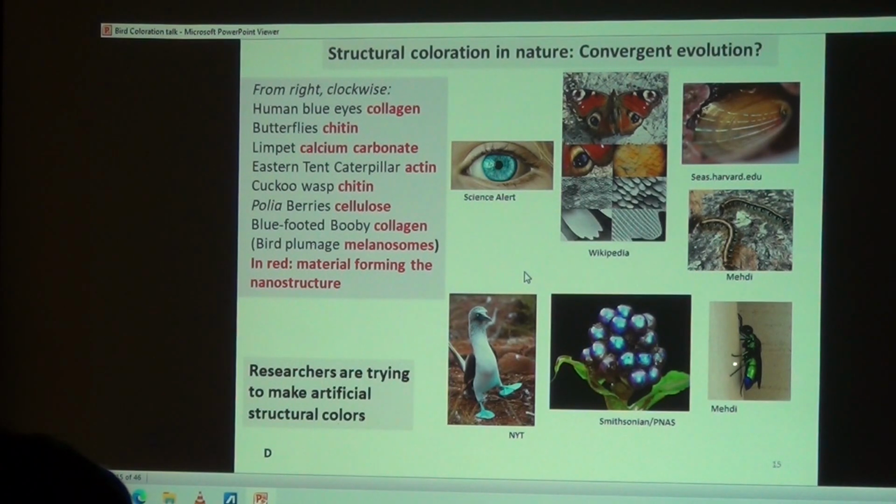Here's a cuckoo wasp on my front porch. These berries are found in Africa, and they're supposed to be, when you look at them, a very deep blue. And in this case, it's cellulose that's making the nanostructures.